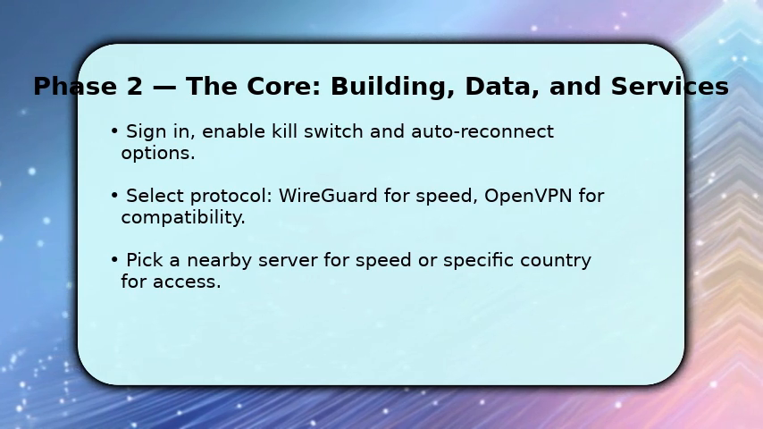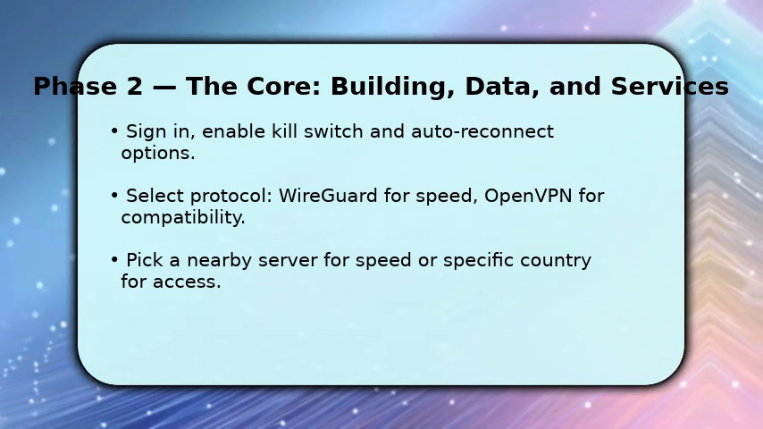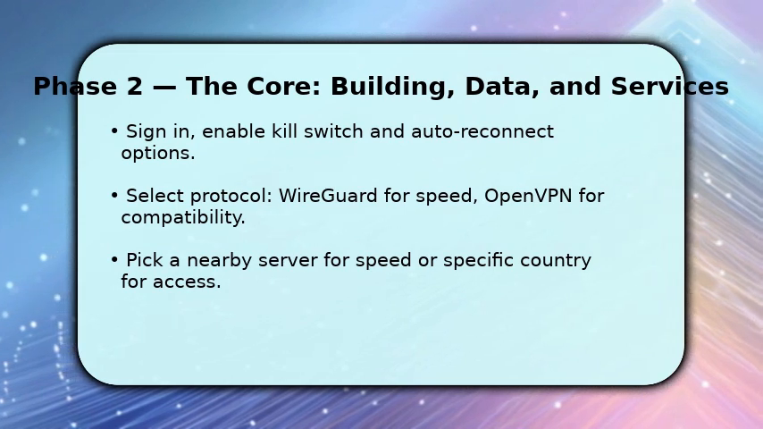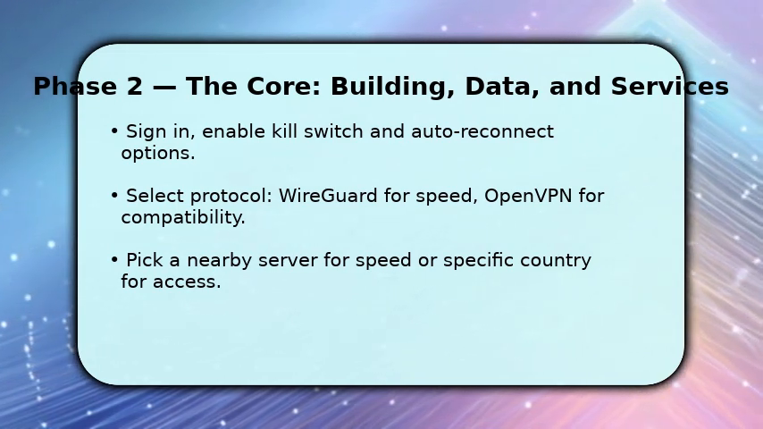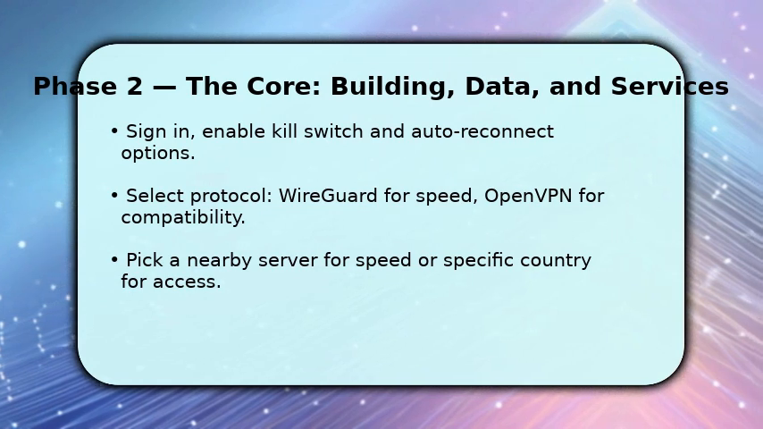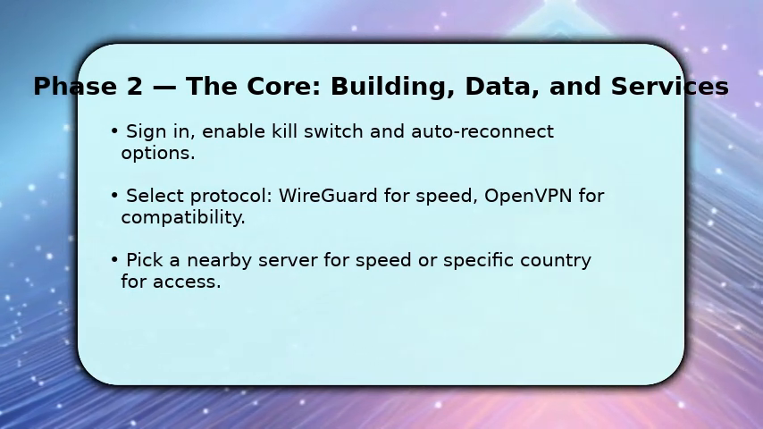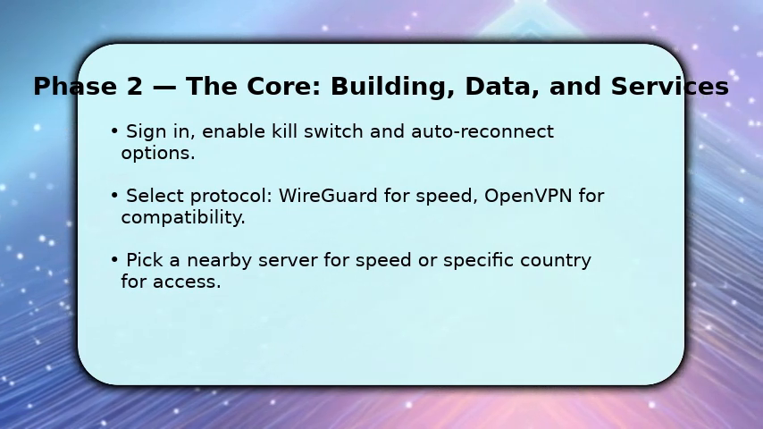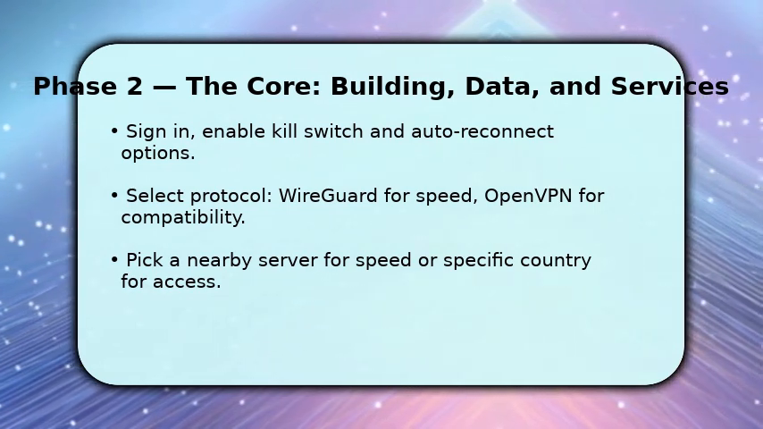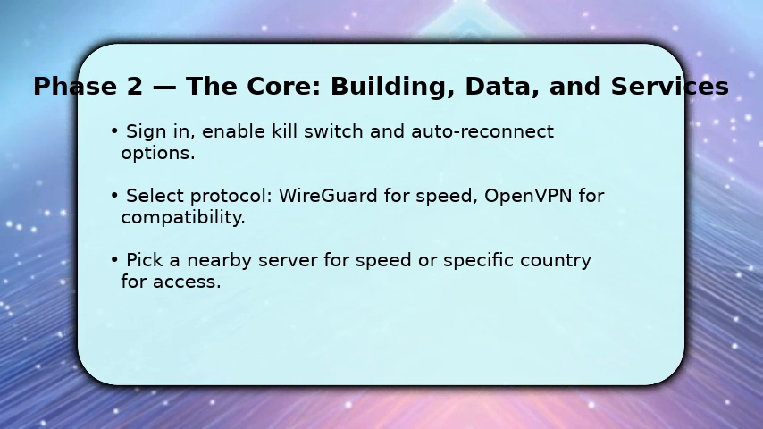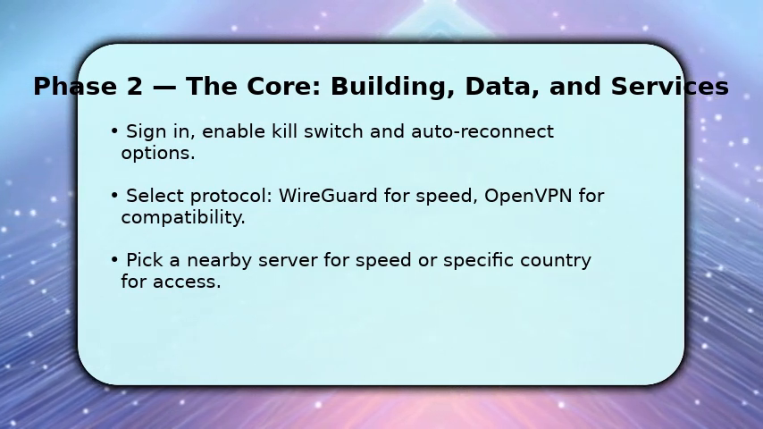Then choose the protocol, WireGuard for faster performance or OpenVPN for wider compatibility, because the protocol affects speed and stability. Next, pick a server. Choose a nearby server for lower latency or select a specific country if you need content access. Once done, hit connect and confirm the app shows an active, encrypted connection.